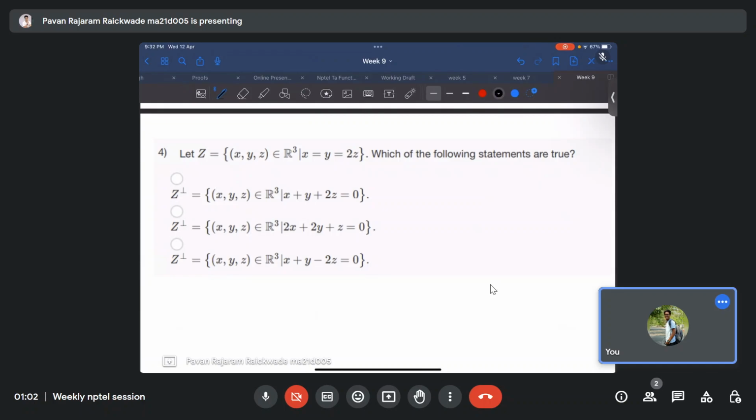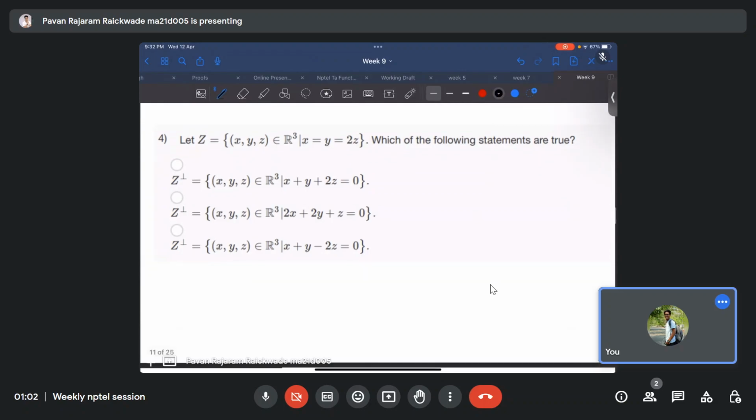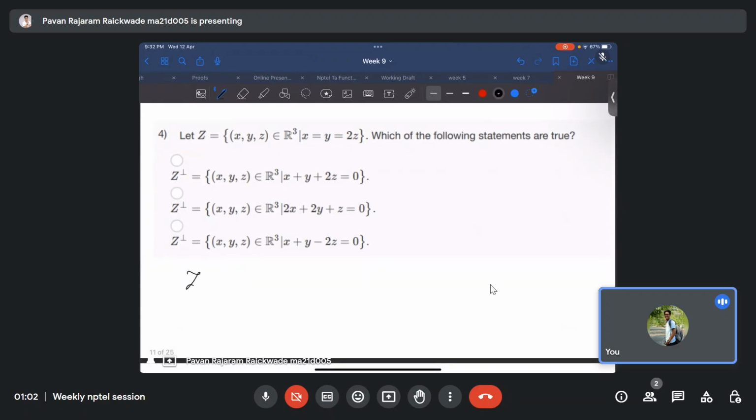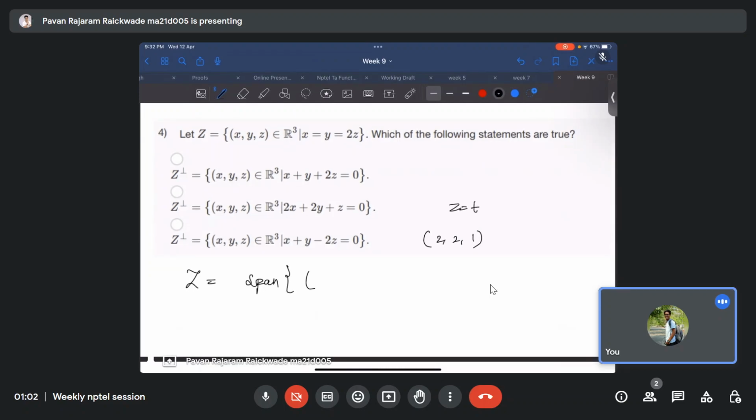So let Z be this. If you see, Z is just the span of a vector. Every element here is (X, Y, Z). If I put Z equal to T, then X equals Y will be 2 times T, right? So is it correct? Yes, (2T, 2T, T). So it is just the span of (2, 2, 1). This is Z.